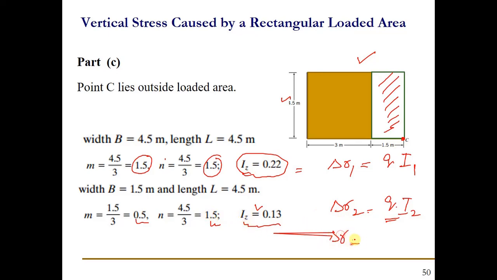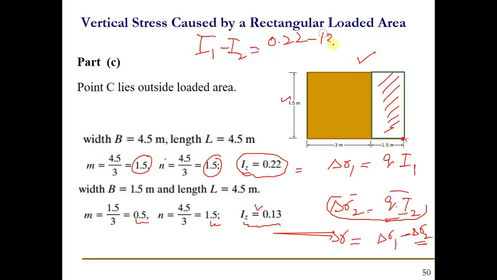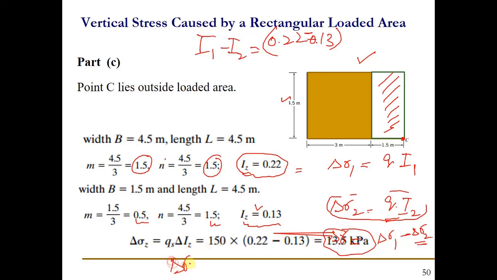Now what about the true stress increase? That would be delta sigma 1 minus delta sigma 2. We need to subtract the stress increase due to this fictitious area, or we can simply subtract I1 minus I2, which is 0.22 minus 0.13. We need to subtract that, and we will find out that the net stress increase will be equal to 13.5 kilopascal. Okay.